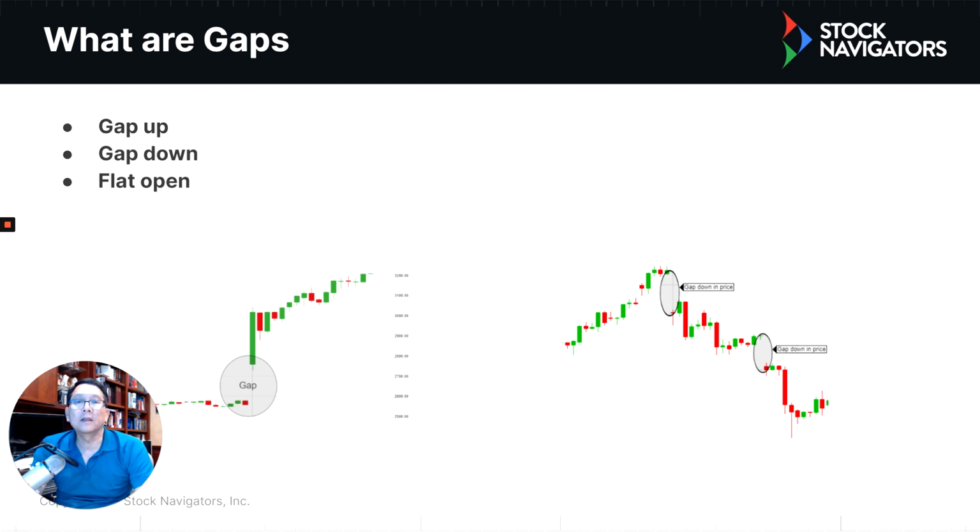When there is a significant difference between the prior day's closing price and the opening price, it's called a gap. If the opening price is higher than the prior closing price, it's called a gap up. If the opening price is lower than the prior closing price, it's called a gap down. When the stock opens at the same price as the prior day's close, or the difference is very small, it can be considered a flat open.